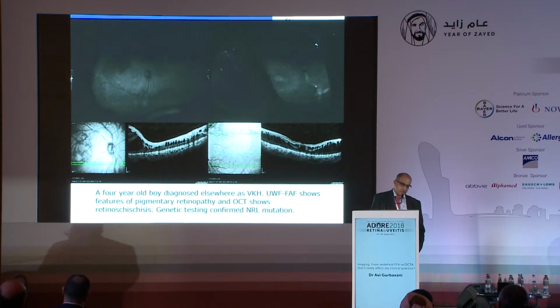And I said that this patient doesn't have uveitis, and in fact this is an inherited retinal disease. So we did genetic testing and confirmed that this was an NRL mutation which causes retinoschisis. So the autofluorescence also helps us make decisions.